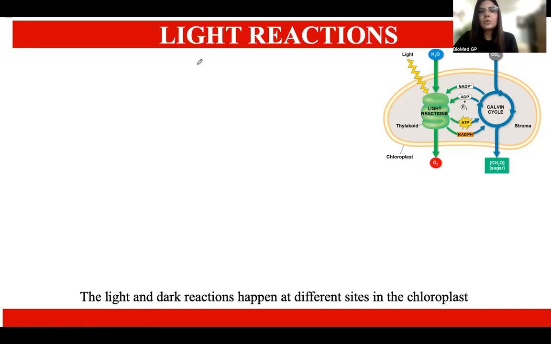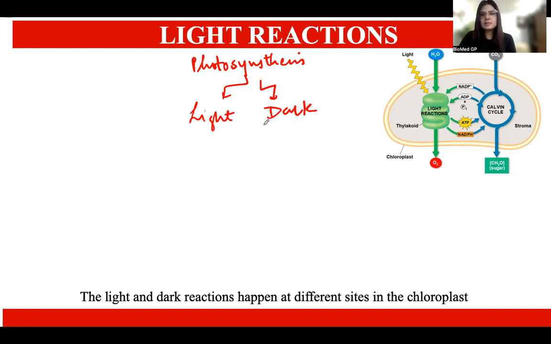In this lecture we are going to particularly talk about the light reactions. Now you know that the photosynthesis process is the process in which the plant is producing sugar molecules and releasing oxygen in the presence of sunlight. So photosynthesis has been divided into two types of reactions. The first is the light reactions and the second is the dark reactions.